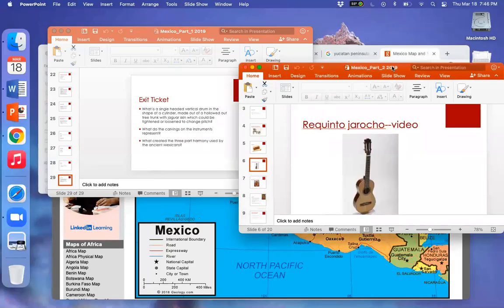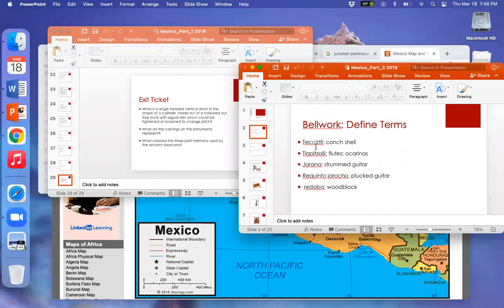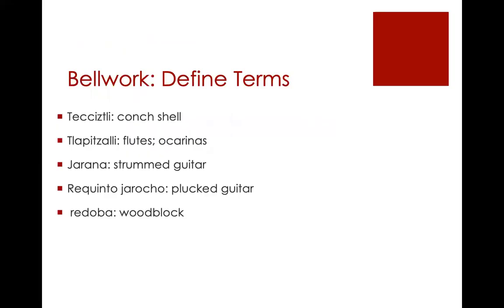Okay, now we're going to move along to define a couple of these ancient instruments with their real names. So these names are in the Nahuatl language. There are still Nahuatl words that we use today. For example, the Atlantic Ocean, that is a Nahuatl word, Atlantic. Chocolate is also a Nahuatl word.